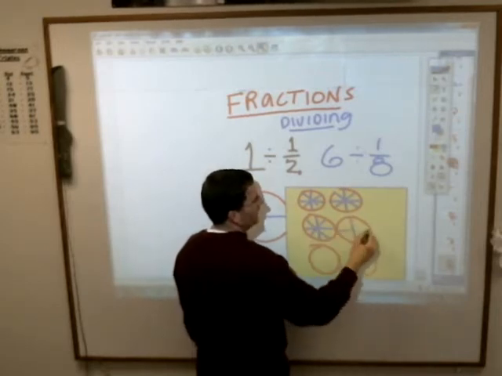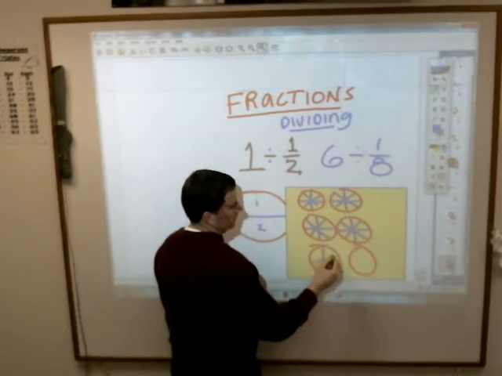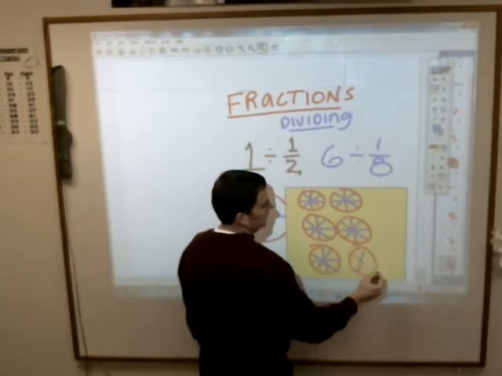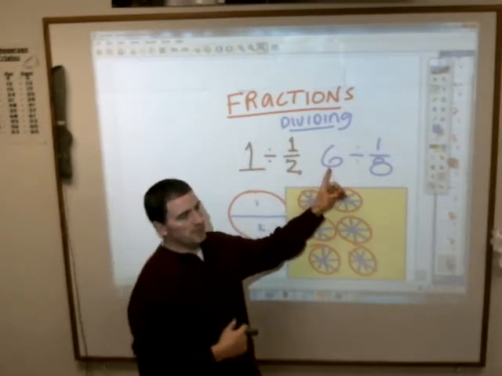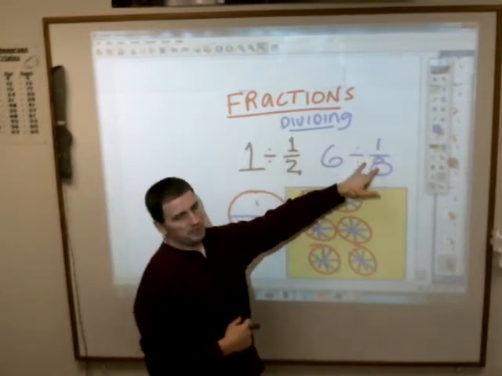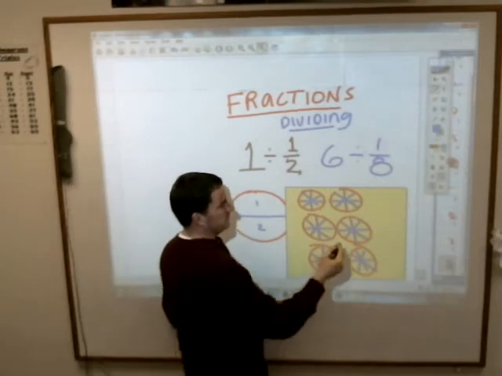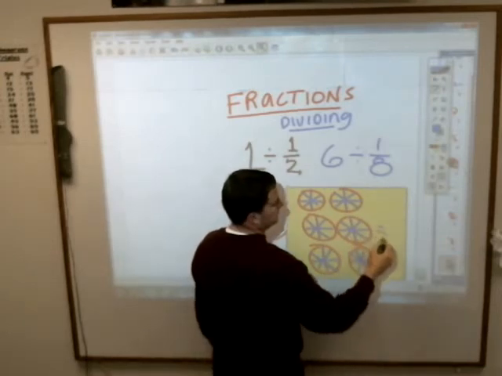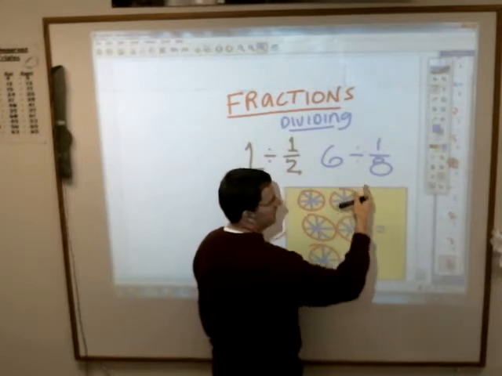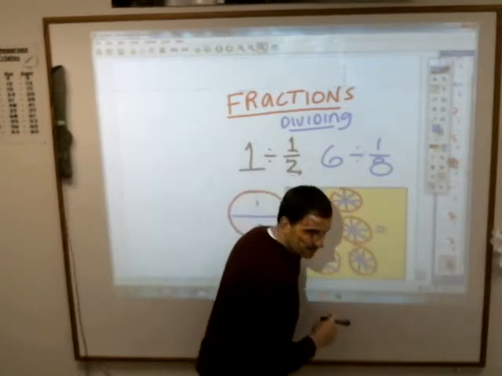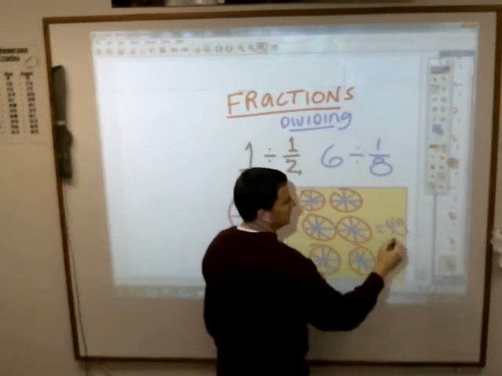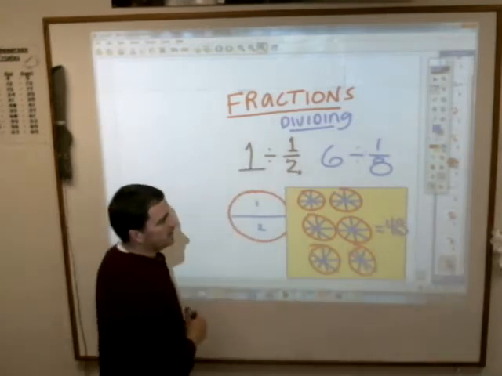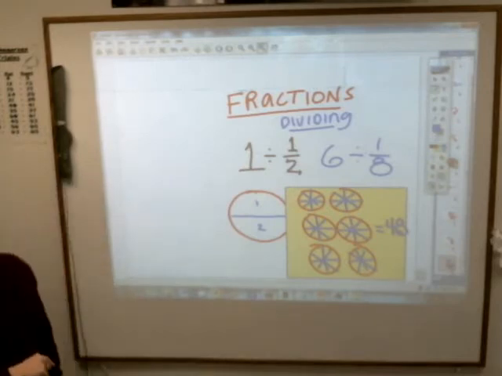How many 1/8s can you get out of 6 whole pizzas cut into 1/8 slices? Ends up being how much, Alexa? How many pieces? How many 1/8s can you get out of 6? Thank you very much. It is 48. 6 divided by 1/8 is 48.